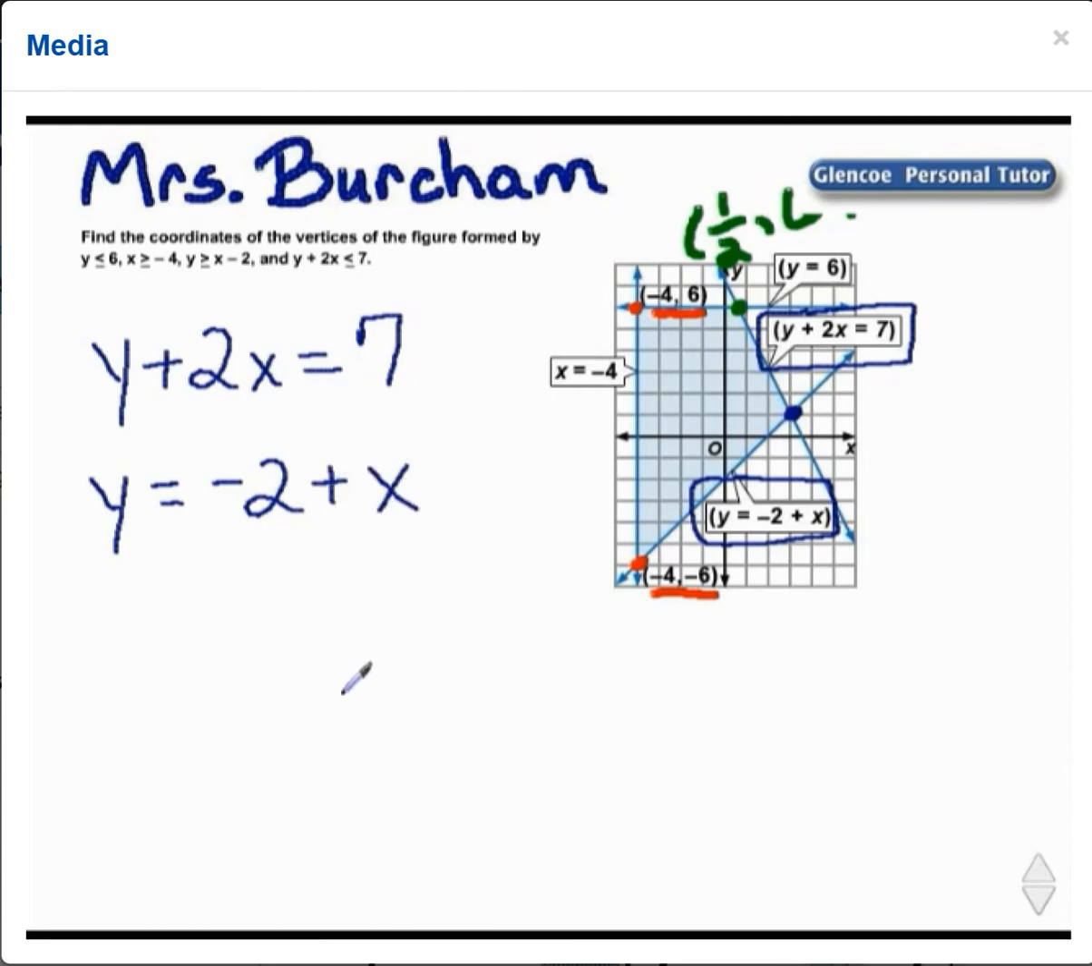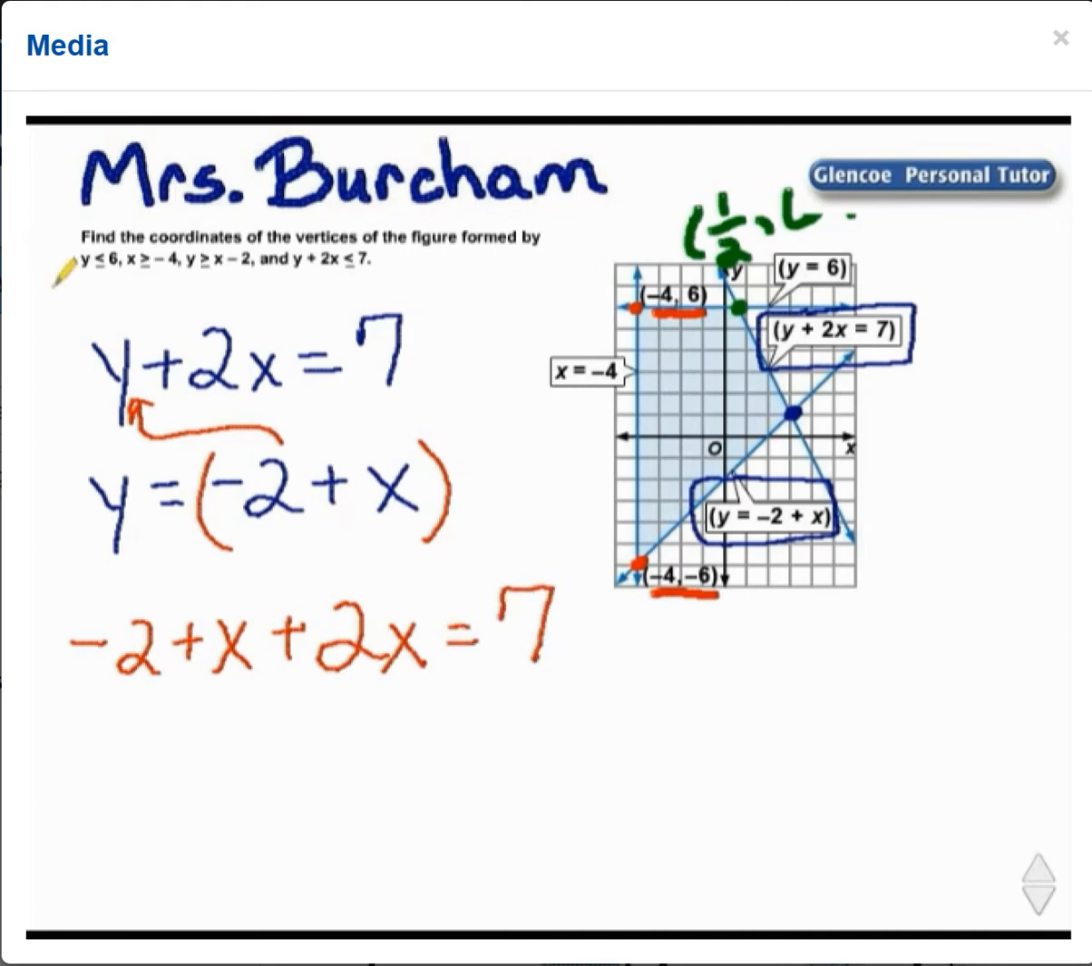Let's go ahead and use substitution again on this problem. Y equals negative 2 plus x, so we're going to take that and substitute it into the first equation for y. So here's what our problem is going to look like. Negative 2 plus x, that stands for this y up here, plus 2x equals 7. Now we can get our like terms together. 1x plus 2x is 3x. So on my next line I've got negative 2 plus 3x equals 7.